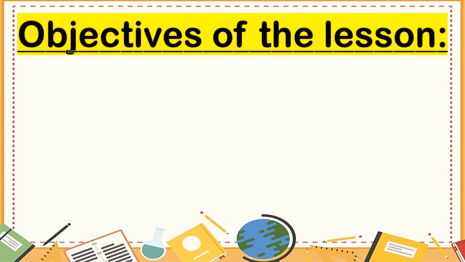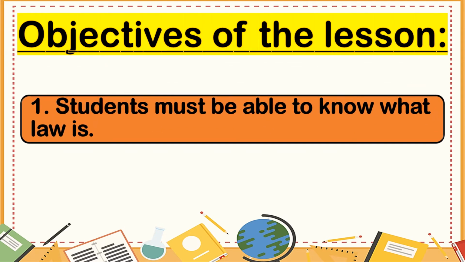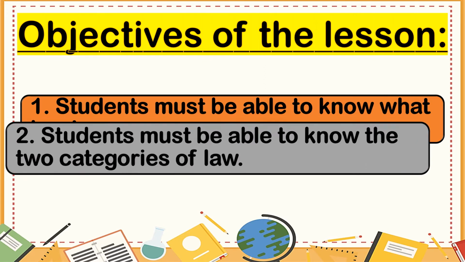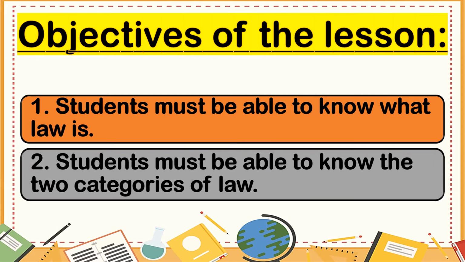Okay, class, now the objectives of the lesson. First one, students must be able to know what law is. And the second one, students must be able to know the 2 categories of law. So class, please watch the entire video from the start to the end so you will be able to know what law is and of course the 2 categories of law.